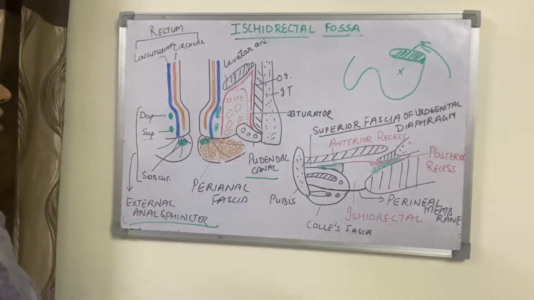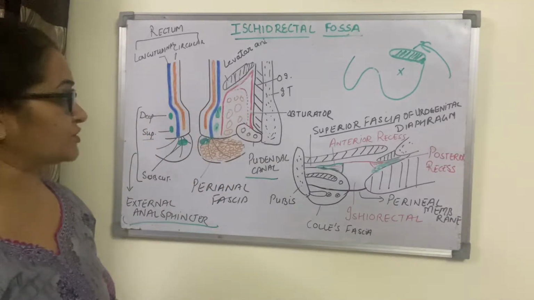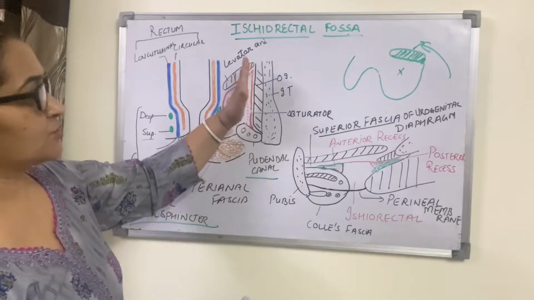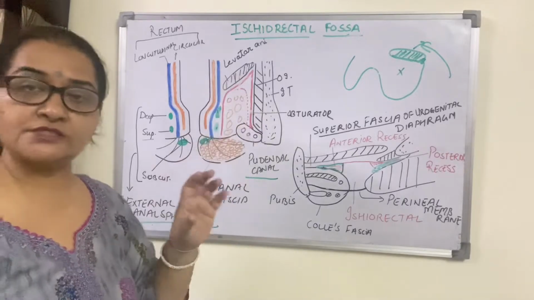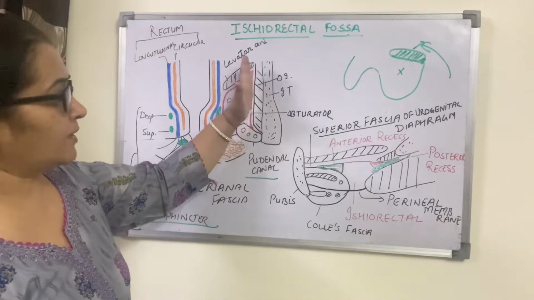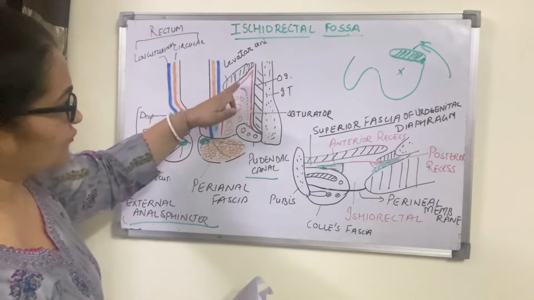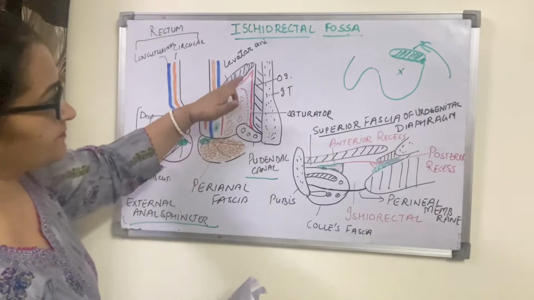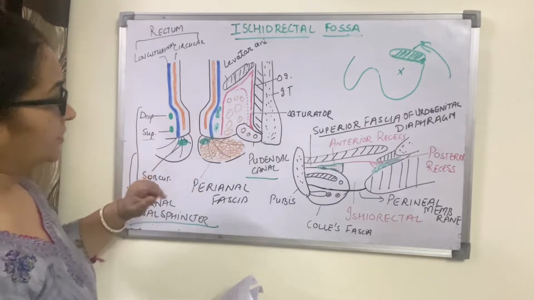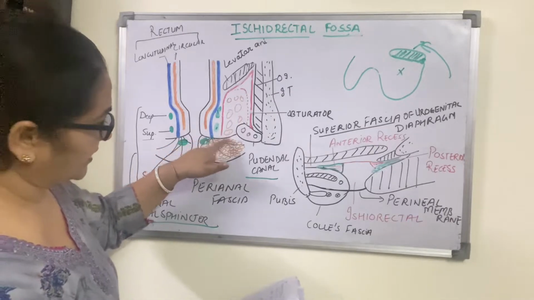Now coming to the different fascial sheaths in this ischiorectal fossa that we have discussed. First is the obturator fascia. So this whole ischiorectal fossa is enclosed in a fascial compartment. The lateral wall is formed by the obturator fascia, then the inferior layer of the pelvic diaphragm is forming the medial wall of this. Clear? Then coming to the perianal fascia in this region, you can see this is the perianal fascia.